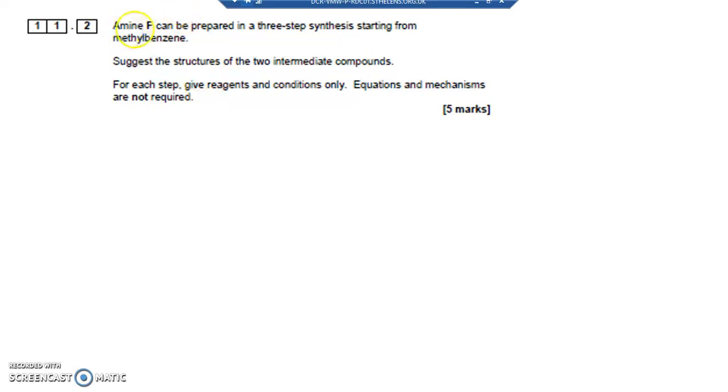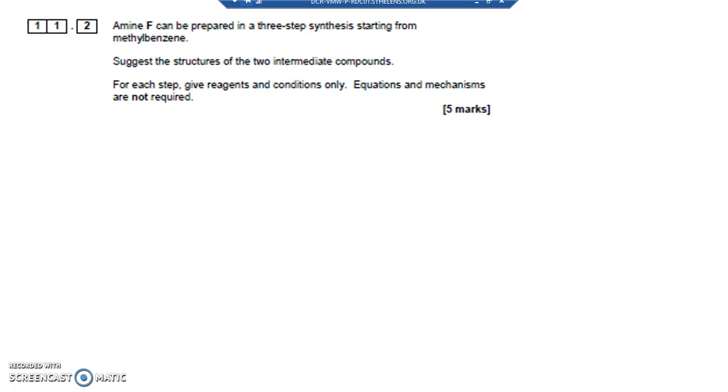Tough question 11.2, the final question on the paper. Amine F can be prepared by a three-step synthesis. That means there's 3 steps in turning methylbenzene into amine F. So we've got to get methylbenzene, which is a benzene ring with the CH3 on it, into amine F, and there's going to be 3 steps.